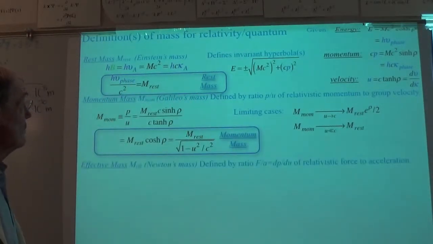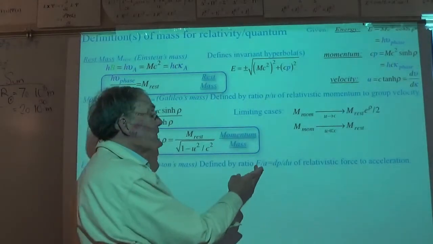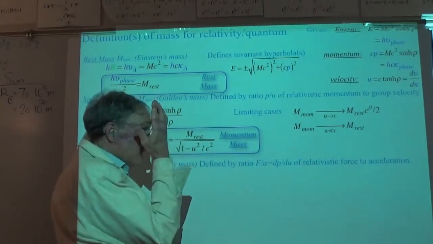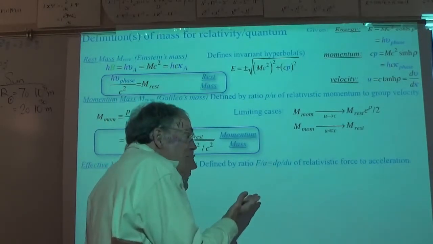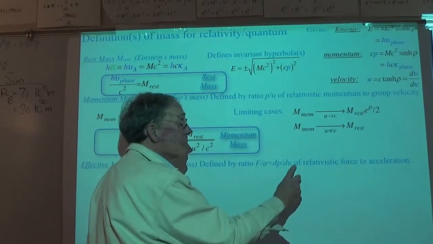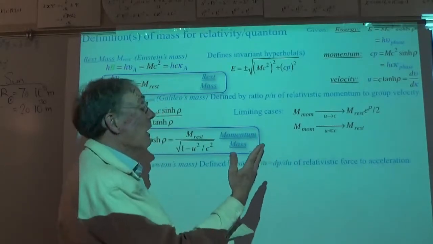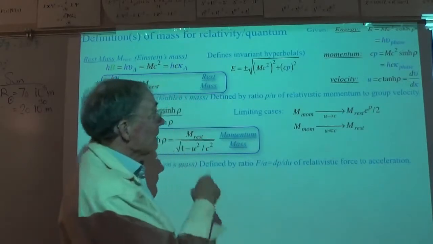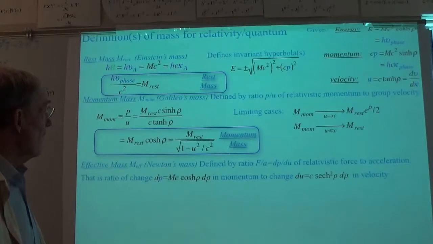But there's another one. There's Newton's mass. The force divided by acceleration, F equals ma in classical Newtonian physics. The F divided by a, that's a mass. But now we're going to use the modern P and the modern U, the group velocity, the envelope wave, and then the P would be the new P that we've just come up with here. So that takes a little bit of algebra to do.